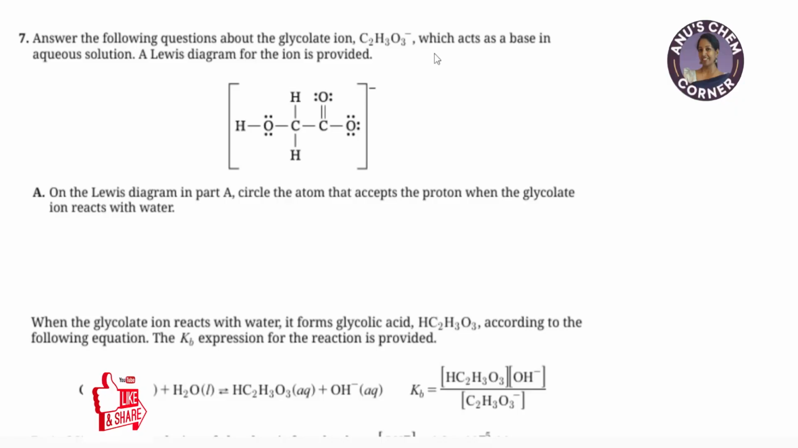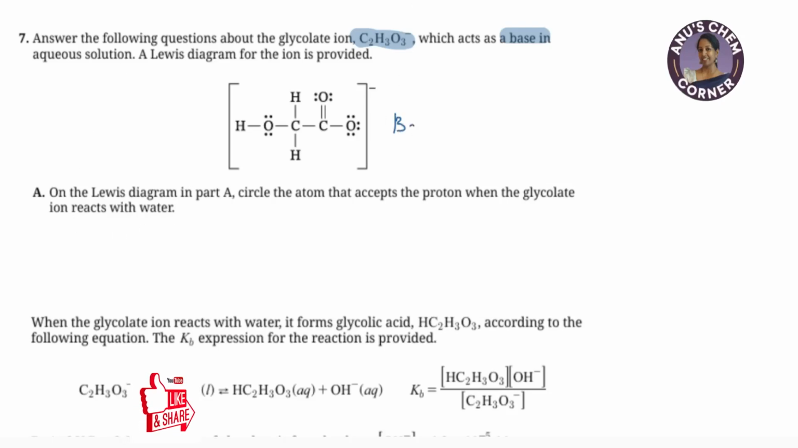Today we are diving into the last part of AP FRQ 2025, question number 7. Let's get started. Answer the following question about the glycolate ion, C2H3O3 minus, which acts as a base in aqueous solution. A Lewis diagram of the ion is provided. First question, on the Lewis diagram in part A, circle the atom that accepts the proton when glycolate ion reacts with water.